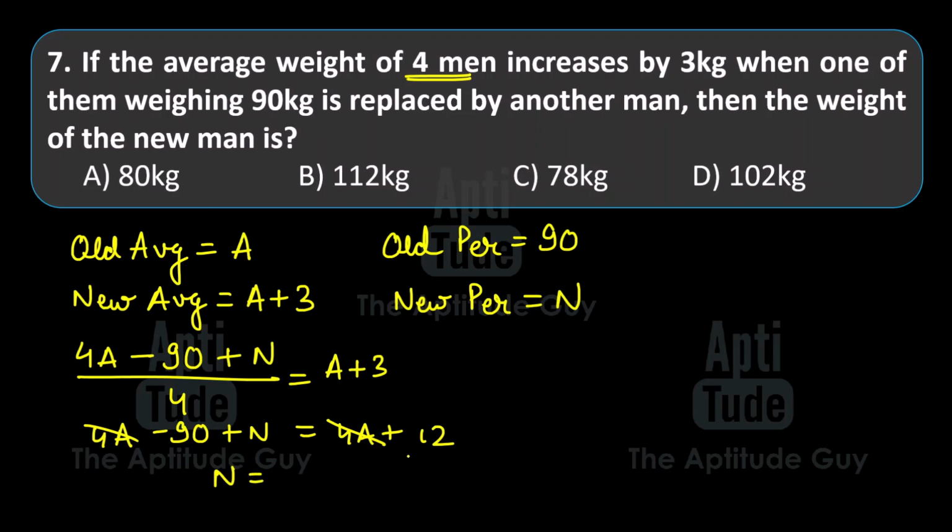So the new person is 12 minus 90, which goes to the other side and becomes plus 90. The answer is 102. Answer is option D. Done. That's it. Now this question also has a type of shortcut, but I'll tell it to you after we solve question number 8. If you have any doubts in this one for now, please let me know in the chat box. Otherwise, if you absolutely understood this, you should be able to solve question number 8.